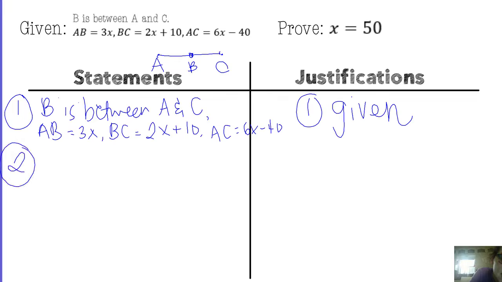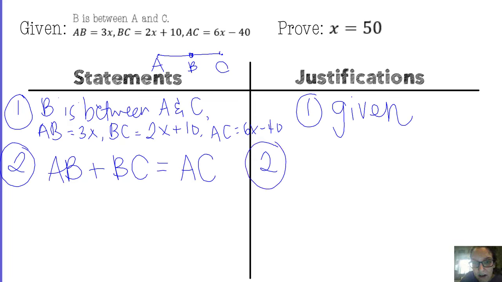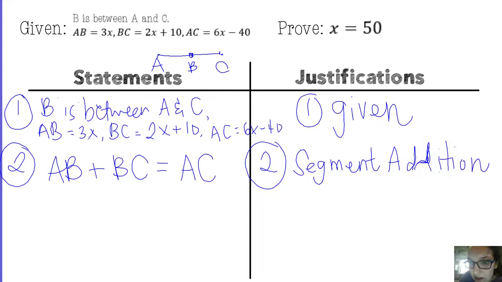So I'm going to put that as my next step. AB plus BC is equal to the whole enchilada AC. And that is called the segment addition postulate. We learned that a long time ago and we haven't really used it in a while, but it's coming back for proof. Segment addition postulate. And you can abbreviate postulate, P-O-S-T. That's okay. So segment AB plus segment BC is equal to segment AC.